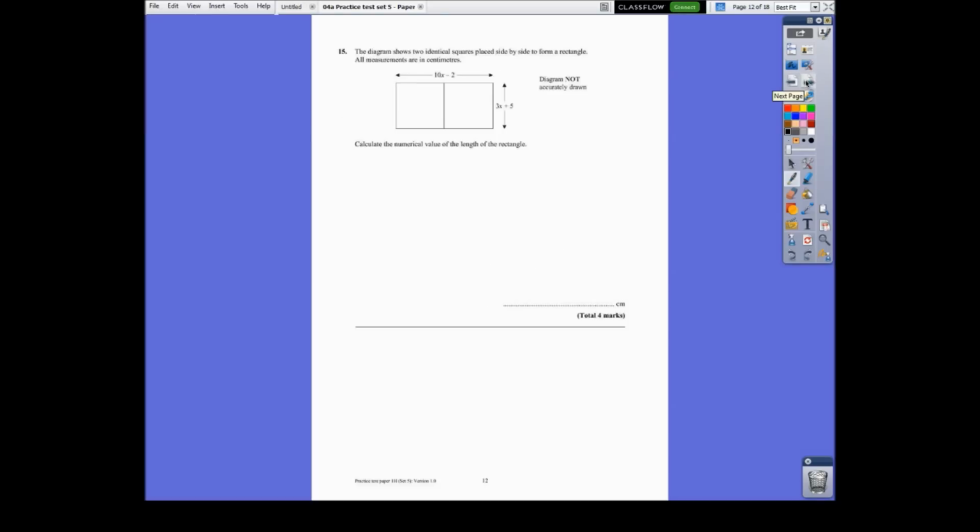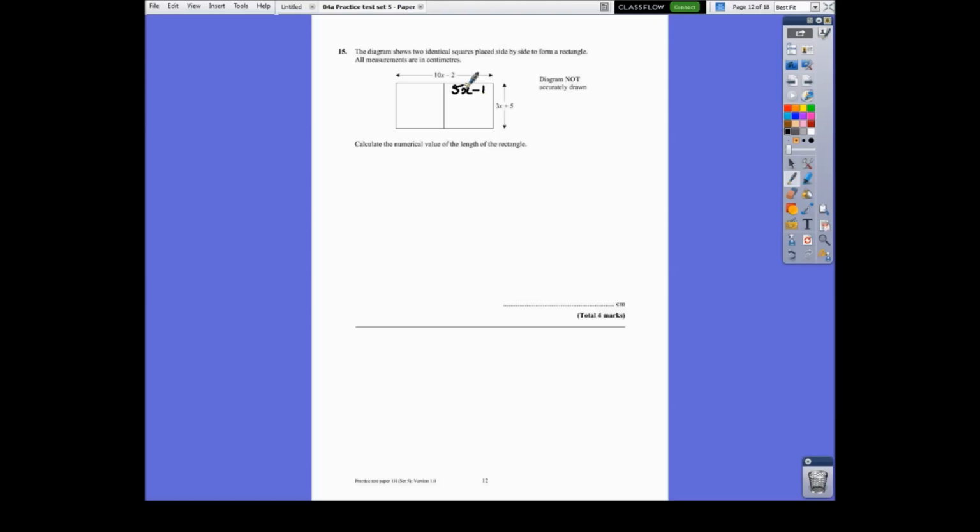Question 15. The diagram shows two identical squares placed next to each other. All the measurements are in centimetres. Calculate the numerical value of the length of the rectangle. Well, at the minute, we've got the top is 10x minus 2. So if that's a square, I can half that to find this length, which is 5x minus 1.